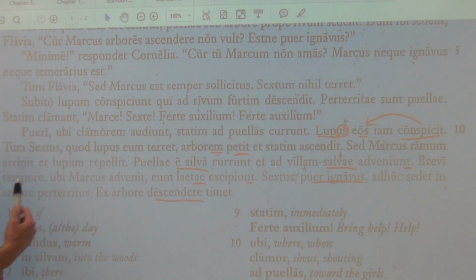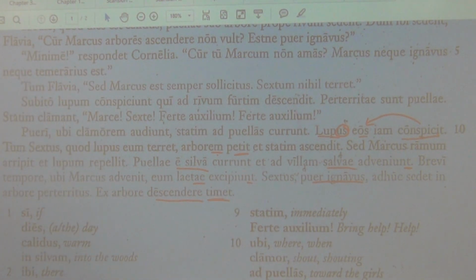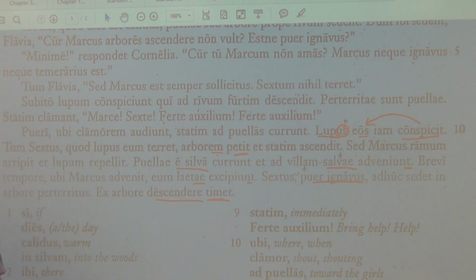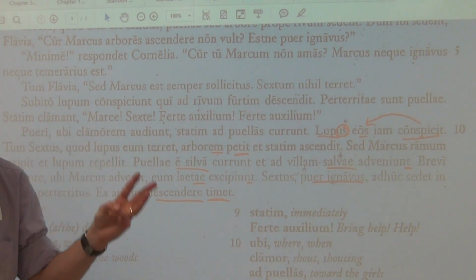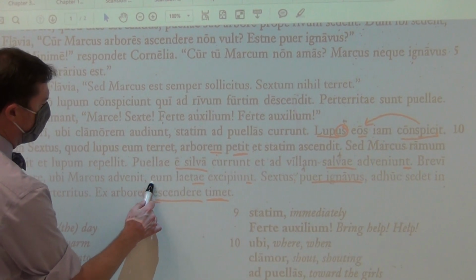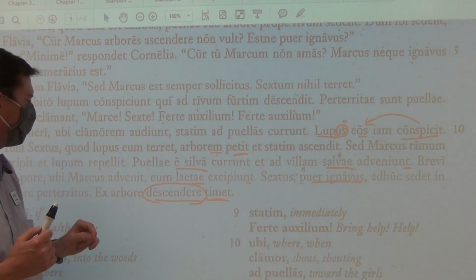It does not say he climbs down. Instead it says he fears. He is afraid to climb down. Again, the infinitive is going to be not finite. It does not have your subject, I, you, he, we, y'all, they. Those are given to you by your endings, ost, must, hiss, into. So he fears to climb down. And that is your fourth and final item. Descendere, to climb down out of the tree.